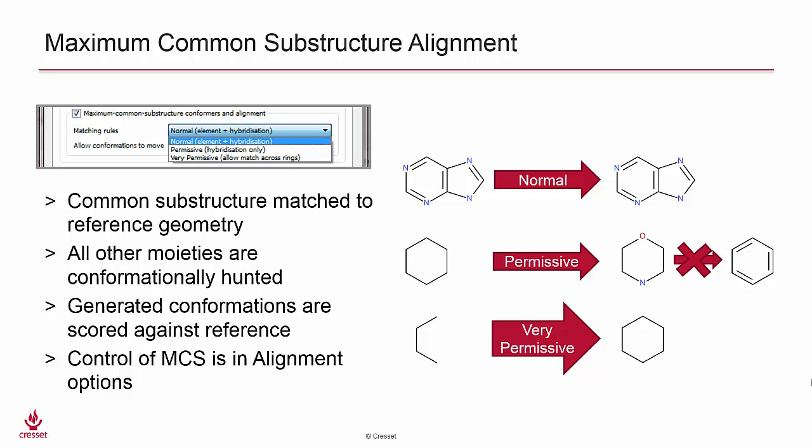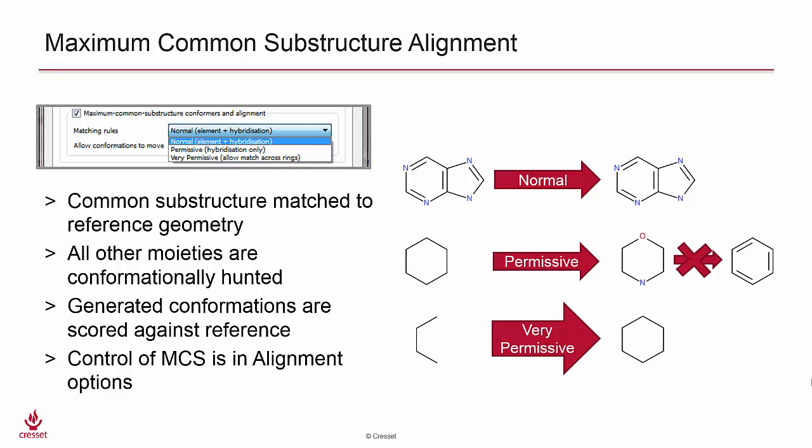When the MCS option is turned on, a special conformation hunt is done. The common substructure with the reference molecule is held in the same conformation as the reference molecule, and groups that are not part of the common substructure are conformationally hunted. The resulting conformations are then scored against the reference molecule using the current scoring metric, with the top scoring conformations being presented as the top scoring alignments.